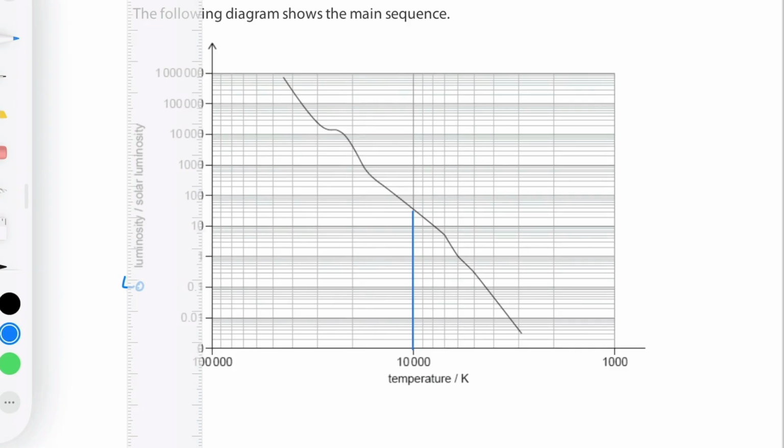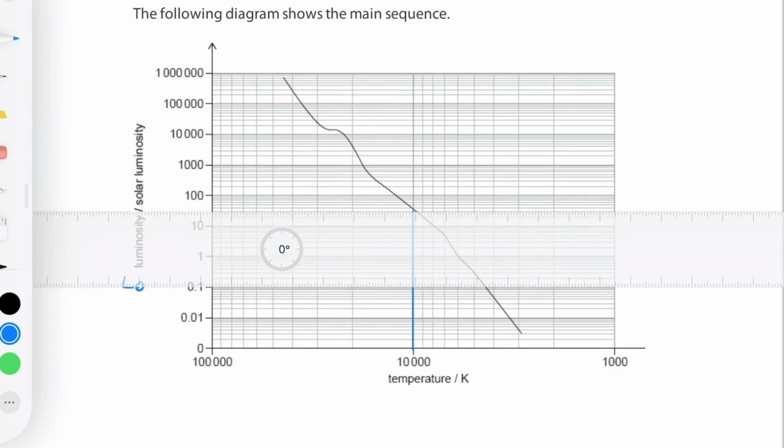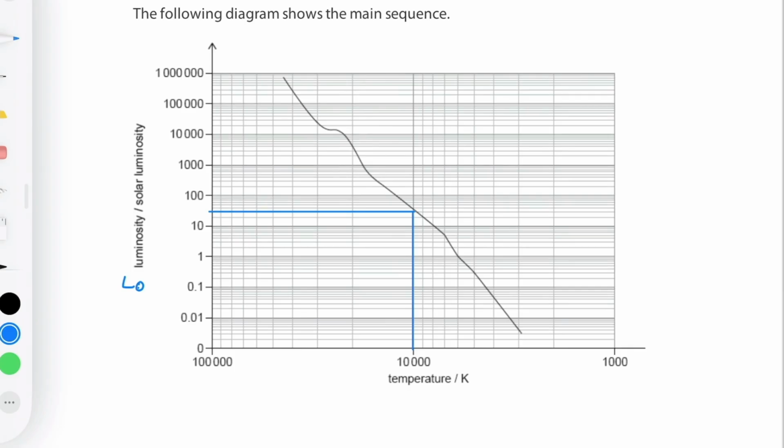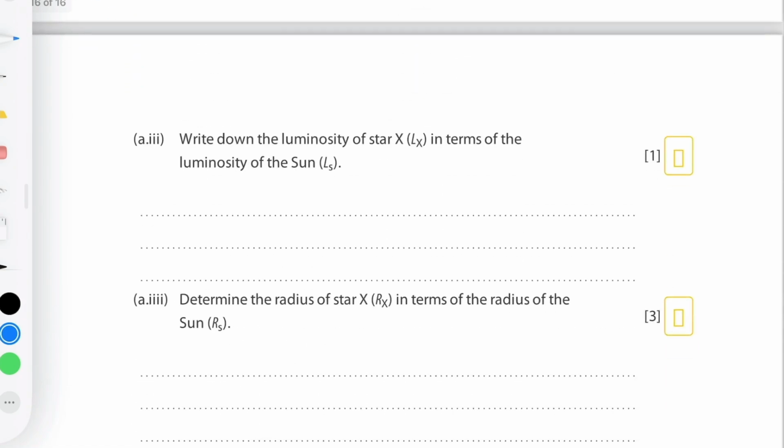And then we want to take it along to the luminosity and read off this scale. So that's going to be 20, that's going to be 30. So this section here is 30 times the luminosity of the sun, which is the luminosity of the star. So write down the luminosity of the star. Lx equals 30 times the luminosity of the sun.